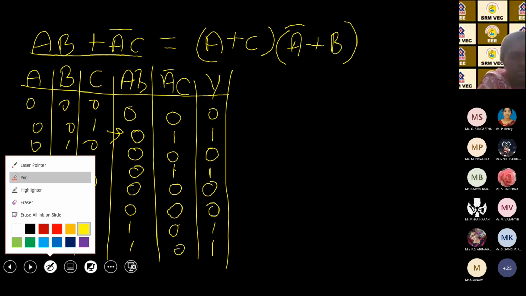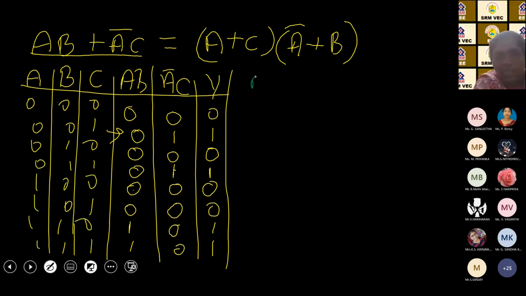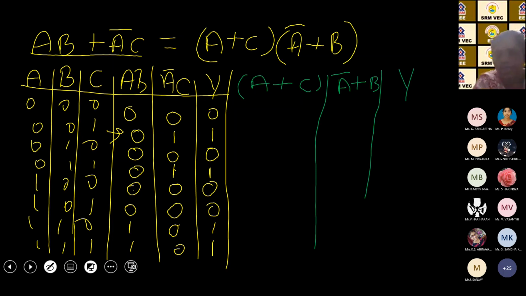And the next side: I'm going to take A plus C, and then A bar plus B, and then output Y. What is A plus C? A is 0 and the other input is also 0, so it is 0. For 0 and 1, it is 1. If any one input is 1, then A plus C is 1. It is the OR operation. Next is A bar plus B. A bar is 1, so 1. Here A bar is 1. For this case, all are 0, but B is 1 for these two, so here it is 1.